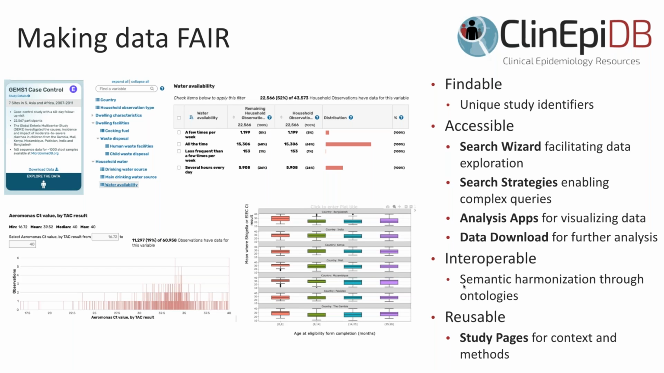For interoperable, I'll be talking about this a little more in a couple of slides, but we harmonize the data that's loaded into our site using ontologies, and that makes data more interoperable and easier to move between studies. And for reusable, our study pages provide a lot of context and methodology for the study, which is of course really important to making sure that you understand a study when you're doing any kind of analysis.